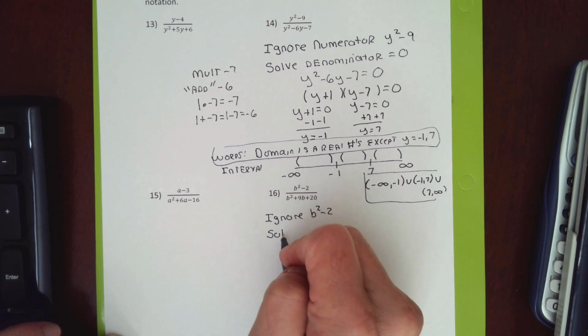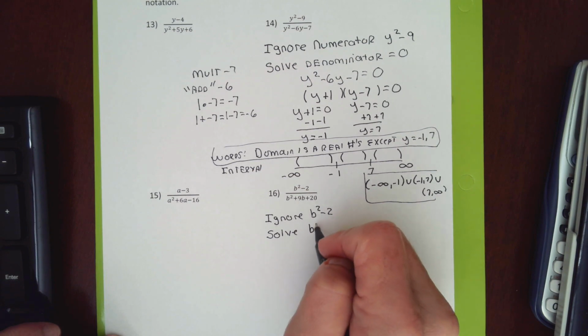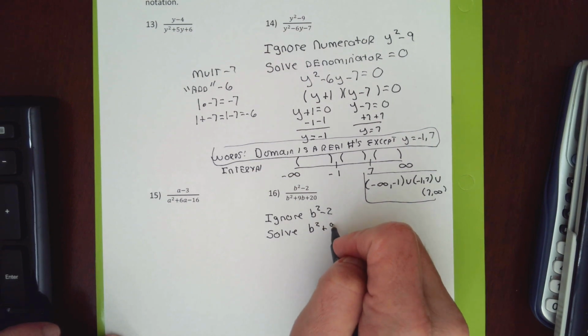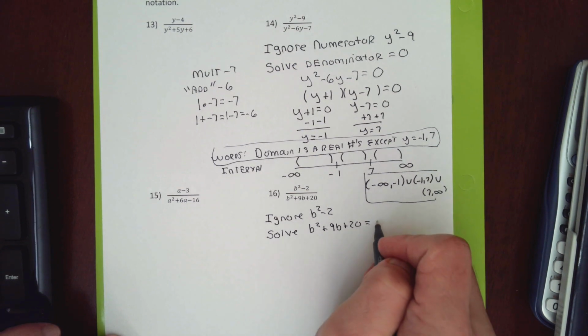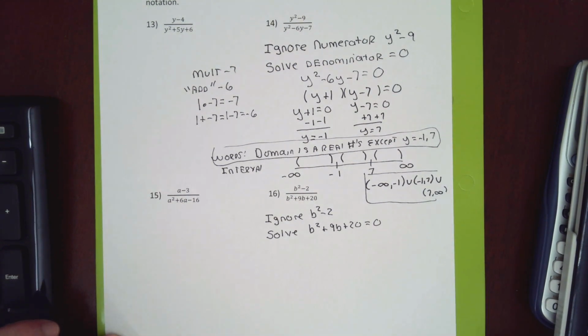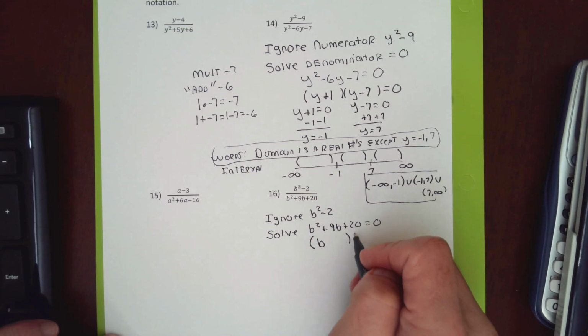So for problem 16, I'm going to ignore the numerator. If you set the numerator equal to 0, graphically, the answers to it are going to be where the graph crosses the x-axis, and that has nothing to do with the breaks in the graph. I'm going to set the denominator equal to 0.